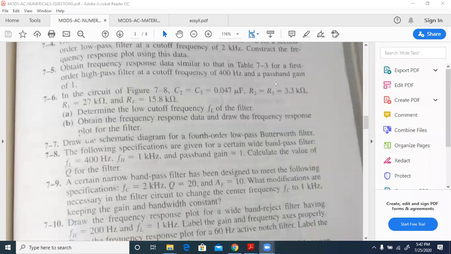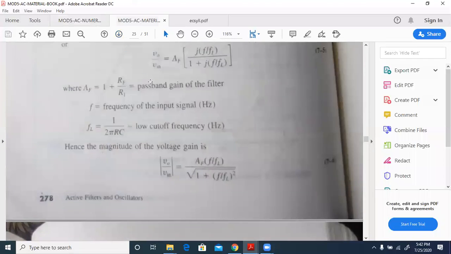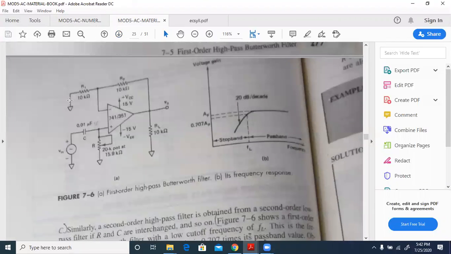So as soon as you see the passband gain of 1, all throughout, in the filters, in any figure, the input is always given to plus. That just means that it's a non-inverting amplifier. Non-inverting amplifier will have a passband gain of 1 plus RF by R1. So if 1 plus RF by R1 is equal to 1, then RF by R1 will be 0. That is, RF will be equal to 0.